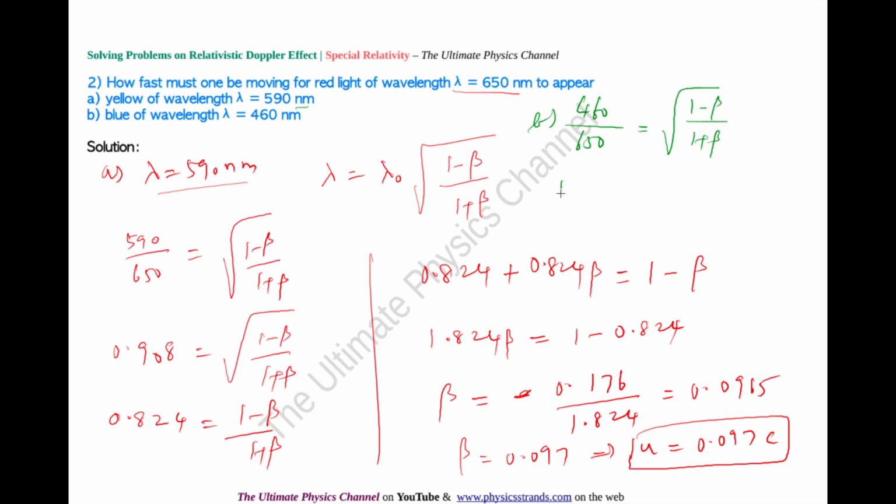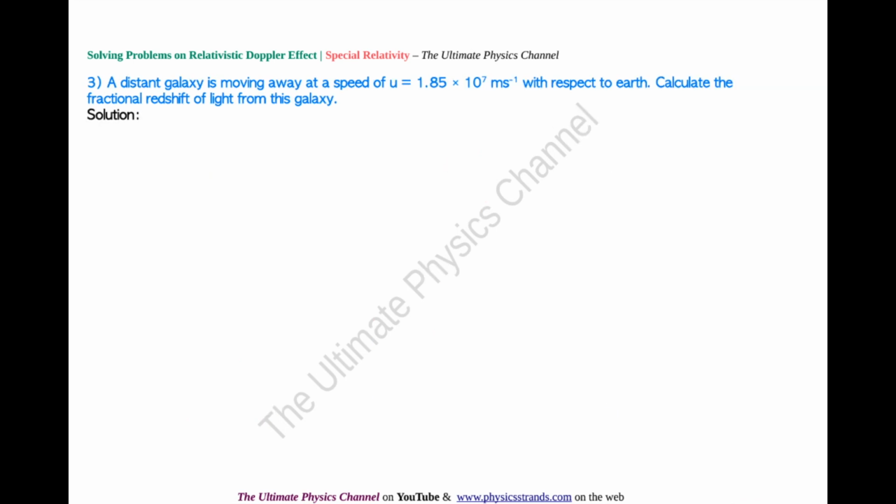So if I work out, I get U is equal to, in the second case, about 0.333C. So I suggest that you could pause the video for each of these problems and attempt the solutions on your own, and then you can cross verify with the solutions that we provide here. Right, let's move on to the next one.